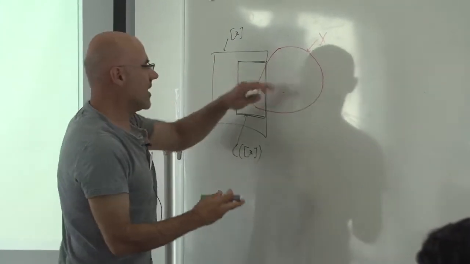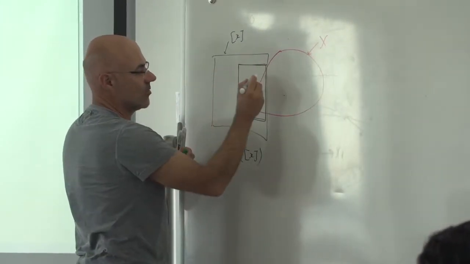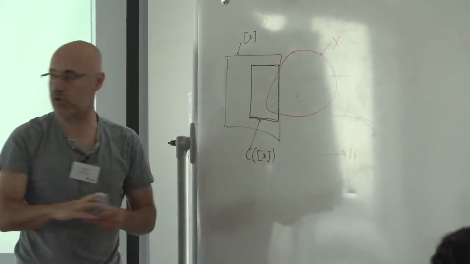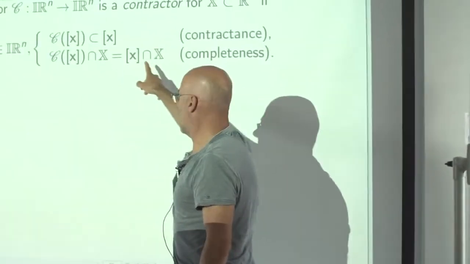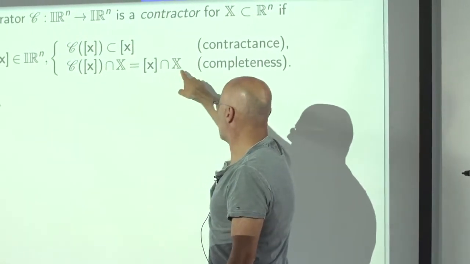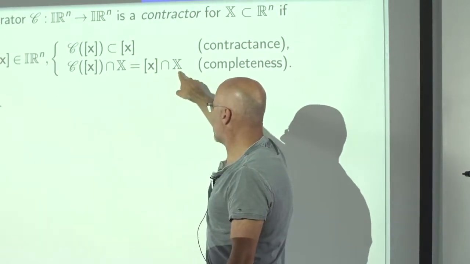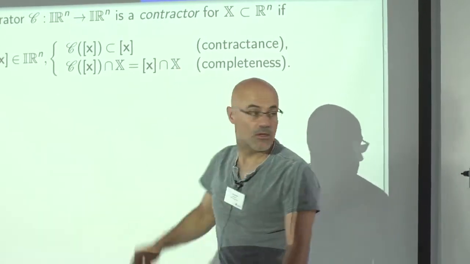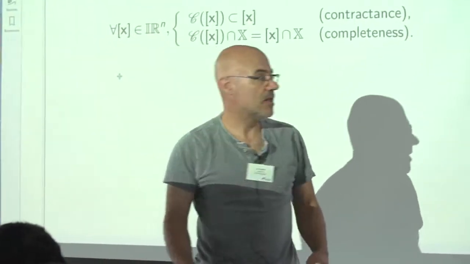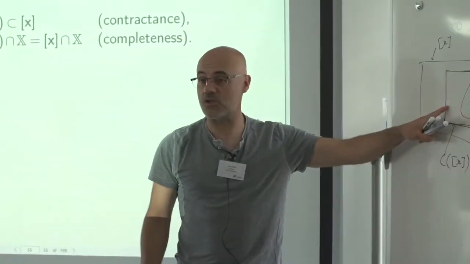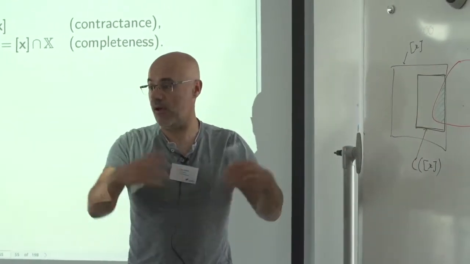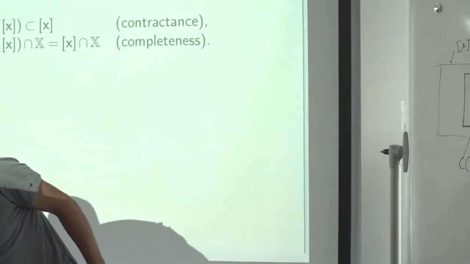As you can see, it contracts because of the inclusion, but also the intersection between x and the set, which is here, before and after contraction is the same. It means that the contraction did not remove a single point which is inside the solution set. Can you understand this? This is important. So it's what we call a contractor, and we'll see that interval analysis is a perfect tool to contract even if I have a large dimension.